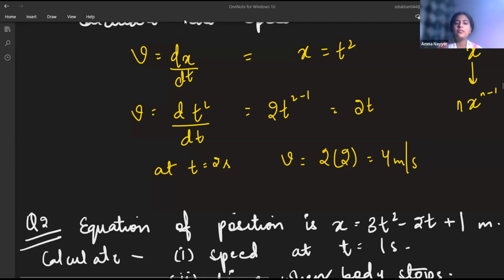Yes, did you solve? All of you. Right now, nobody has sent. What's the solution for this? X is equal to 3t square minus 2t plus 1. Speed at t is equal to 1 second. This has been discussed, that instantaneous speed we are calculating. So we'll differentiate it, then put the value of t as 1. Calculations are very simple. Quickly, within 2 minutes, all of you should send.